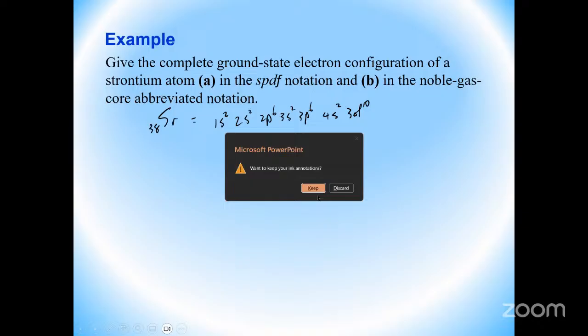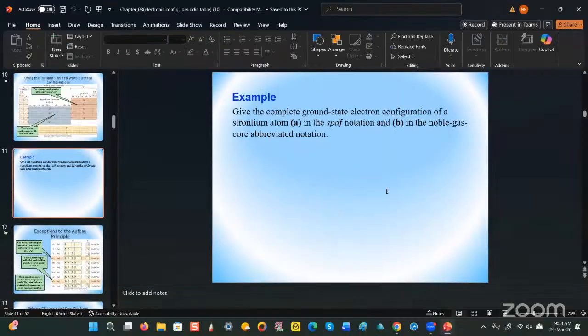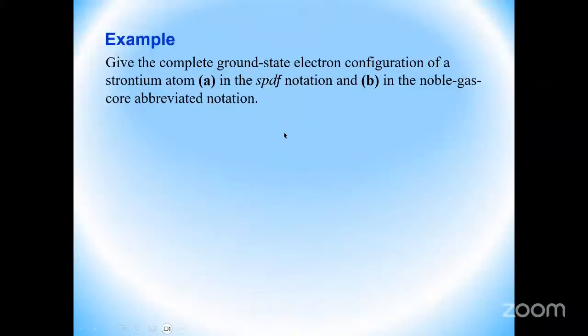What's the orbital after 3d10? 4p? Why did I do that? Okay, I totally erased what I wrote before, so let me do this again.